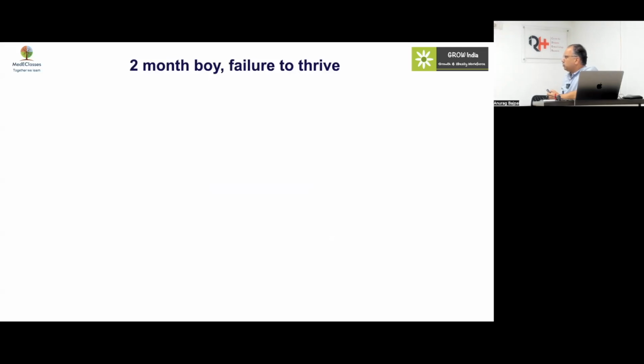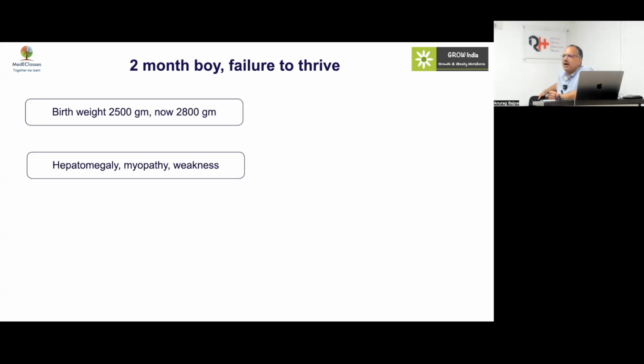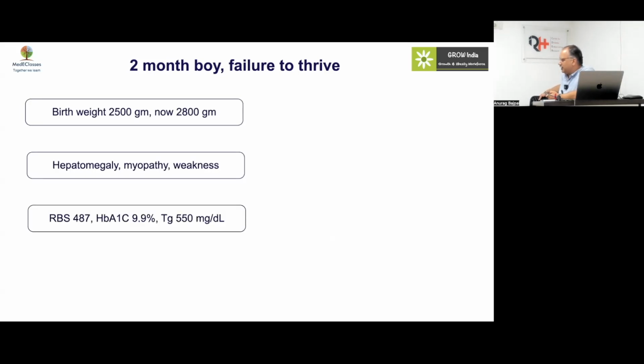So now you have a 2-month-old boy with failure to thrive. Birth weight was 2,500, now 2,800. Hepatomegaly, myopathy, and weakness. Sugars are very high. HbA1c is high. Triglyceride is very, very high. So what do you think is happening here?